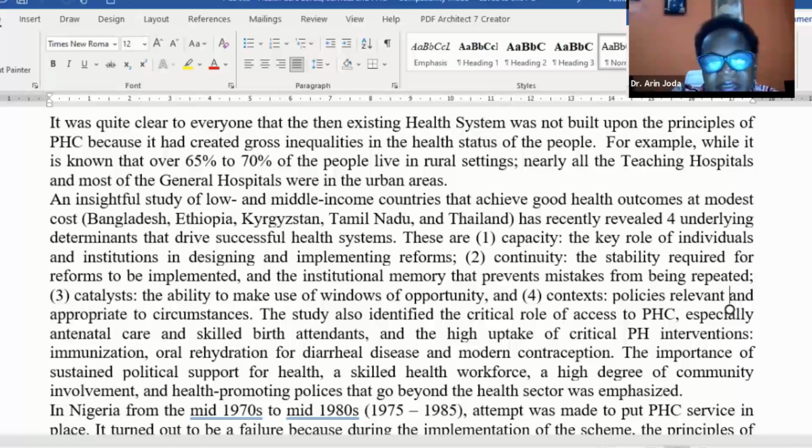The first is capacity. That is, you have the ability to perform that role. That individual, that institution can do what it is designed to do. Continuity, the stability required for reforms to be implemented, and institutional memory that prevents mistakes from being repeated. The third one is catalysts. So you have the ability to make use of windows of opportunity.